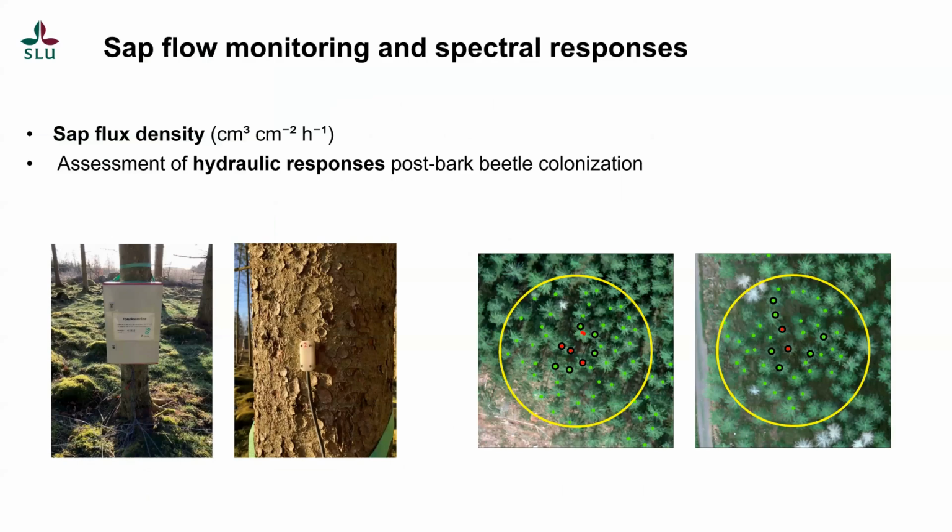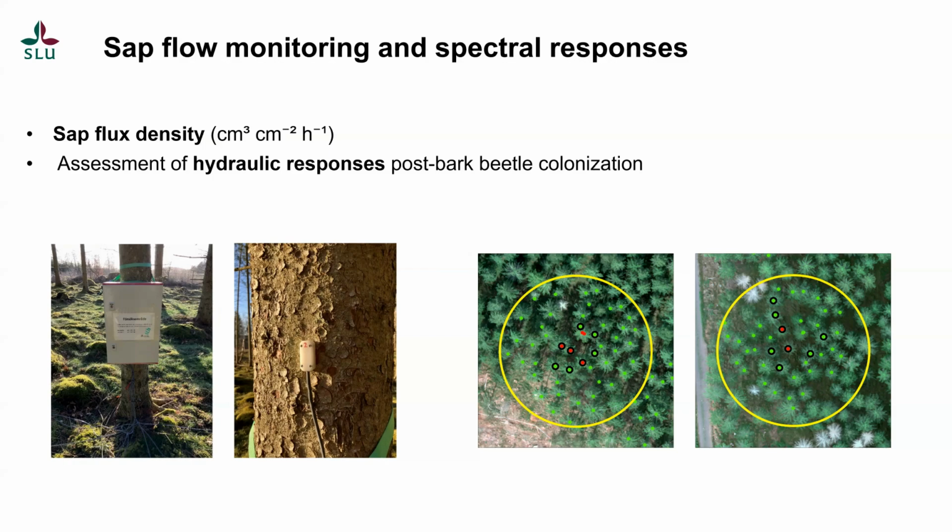And this is to show the setup of the sapflow monitoring and how we evaluated the spectral response. So this is how the station looks like, and the station has cables connected to 8 trees. And then this is the sensor. And then from this sensor, we estimated a variable called sap flux density, which is an estimate of the amount of water that is being transported by a cross-section of the tree per hour. And then we use this sapflow data to assess what's actually happening to the tree, how the hydrological response happens after they are colonized by bark beetles.